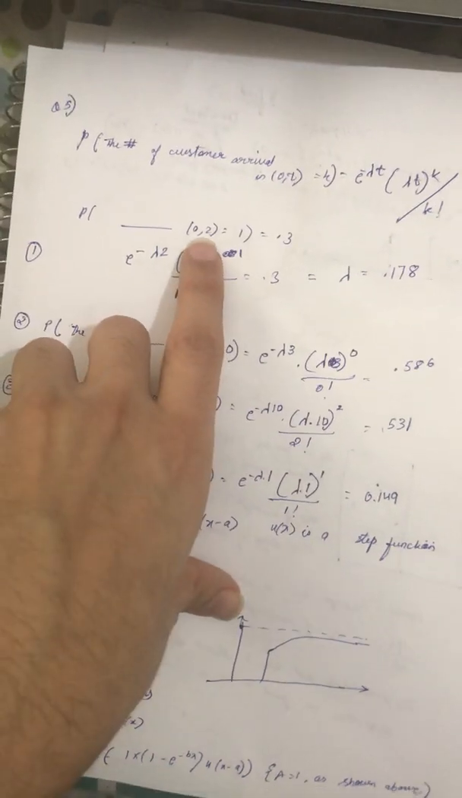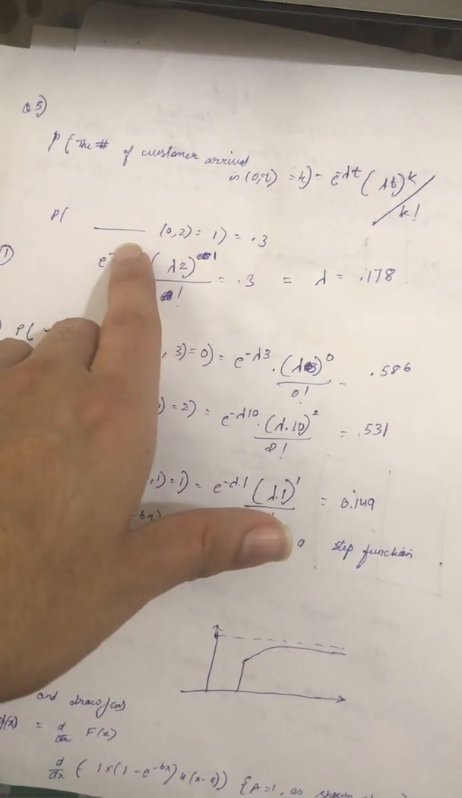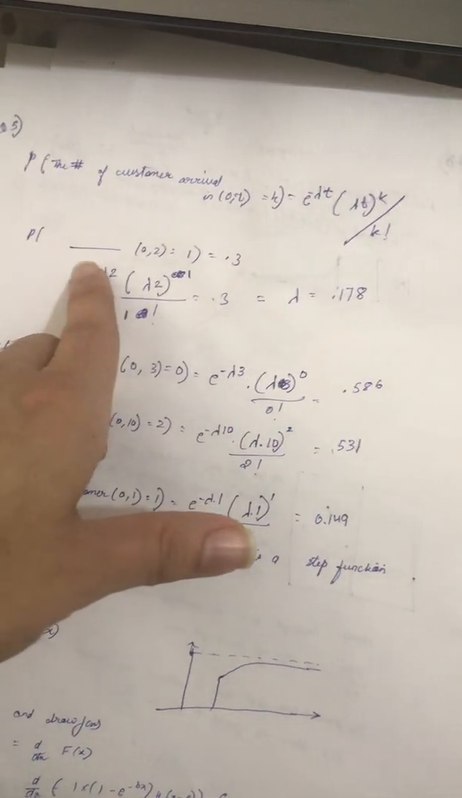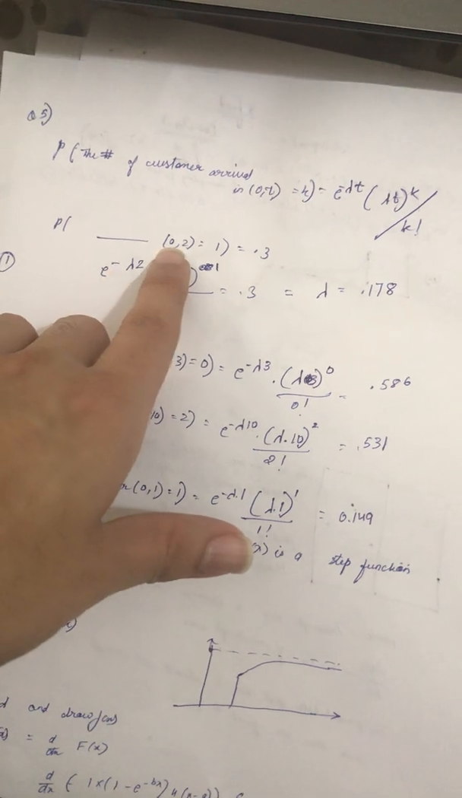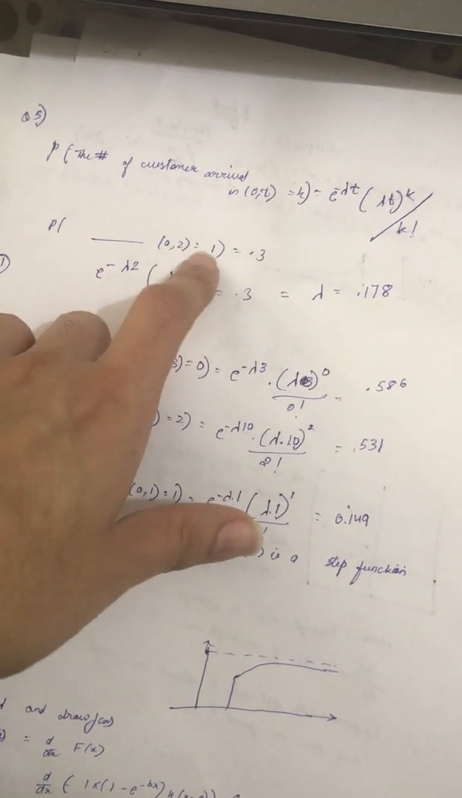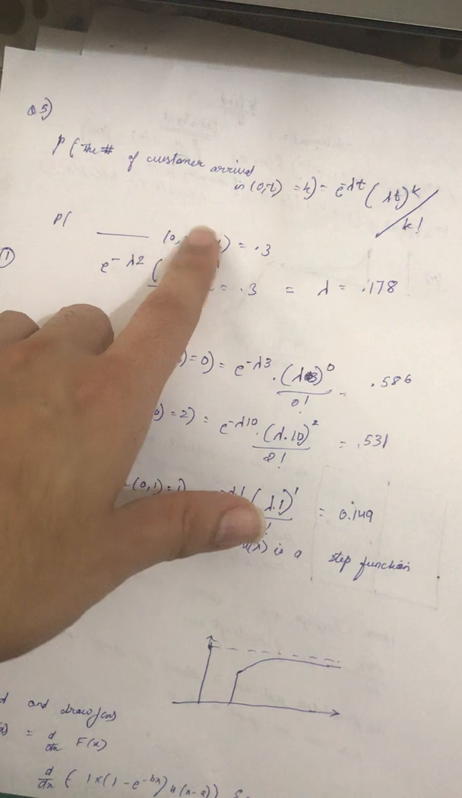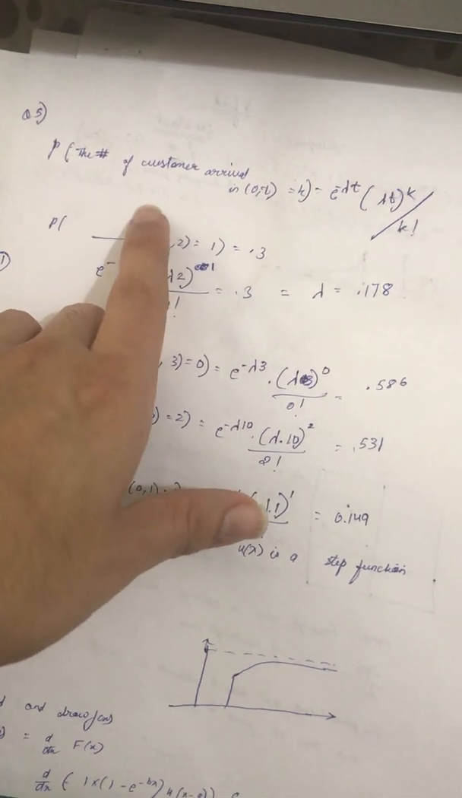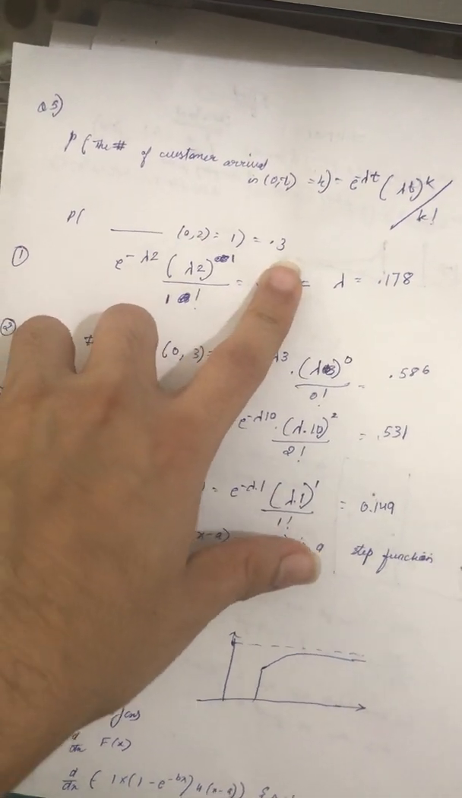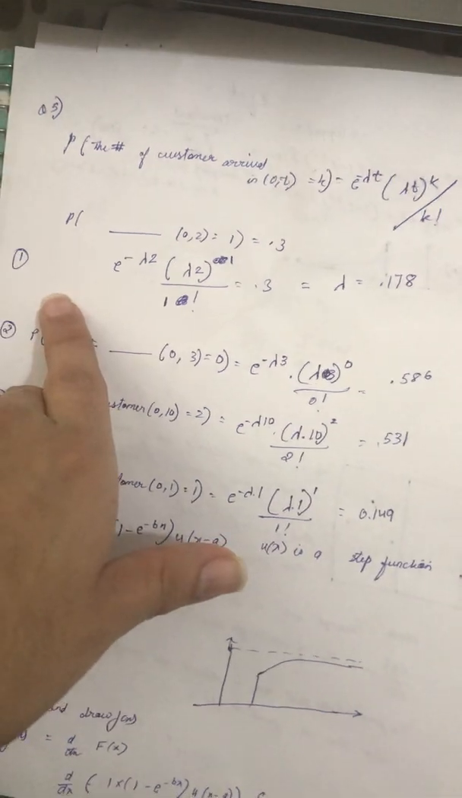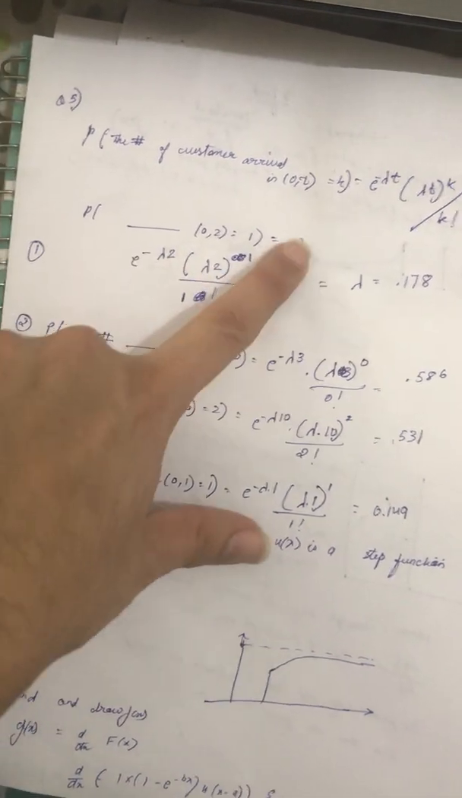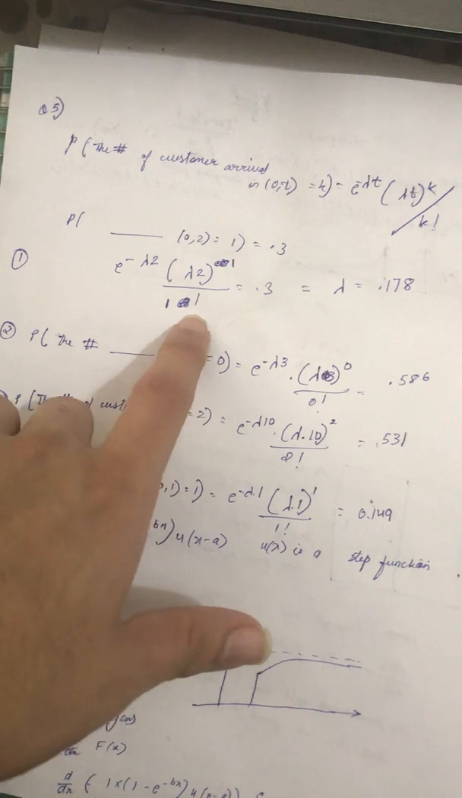So for the first question, what is given to us is the probability that the number of customers arriving in time 0 to t is equal to 1. So only one customer is arriving in time 0 to 2, and the probability of that happening is 0.3. For the first question we need to find lambda. So we have this information and we need to find lambda on the basis of that.